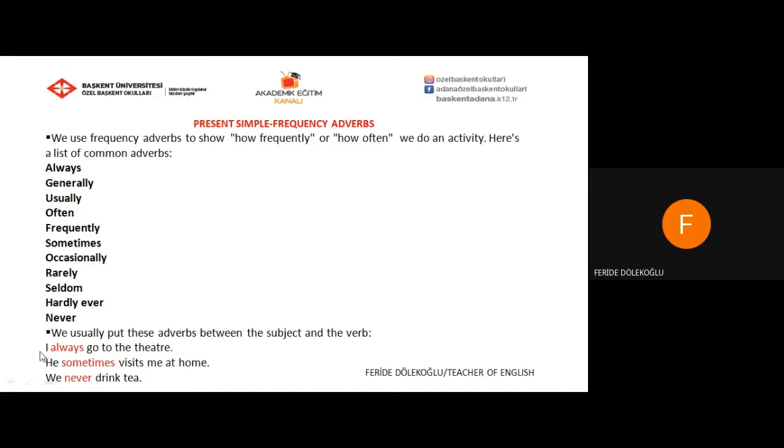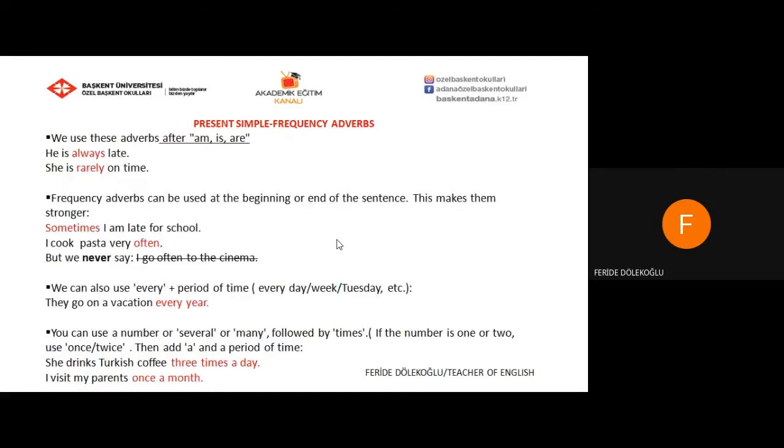Look at the examples. I always go to the theater. I use always after the subject and before the verb. He sometimes visits me at home. We never drink tea. We use these adverbs after am, is, are, verb to be. He's always late. She's rarely on time. As you see, I use always and rarely after verb to be.